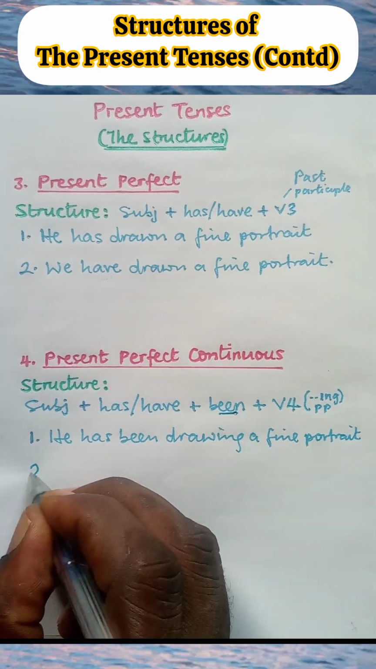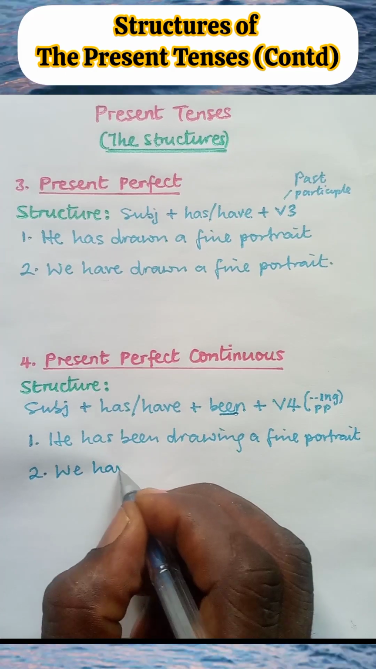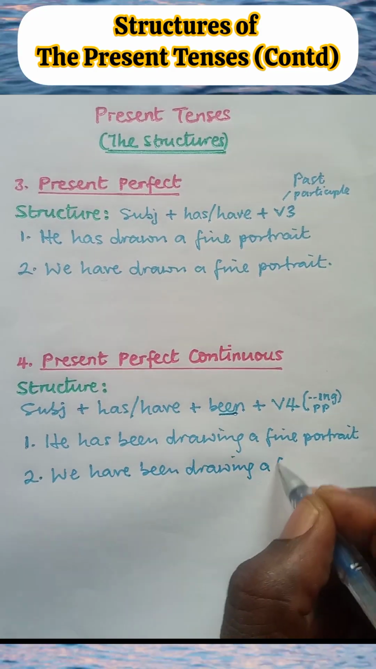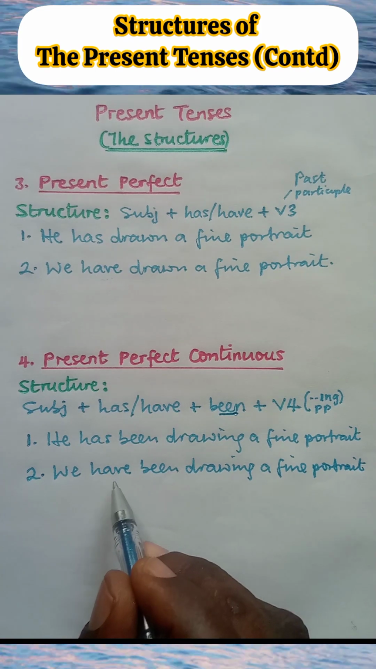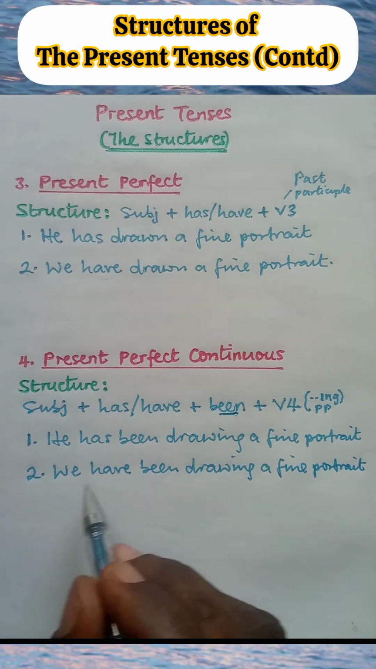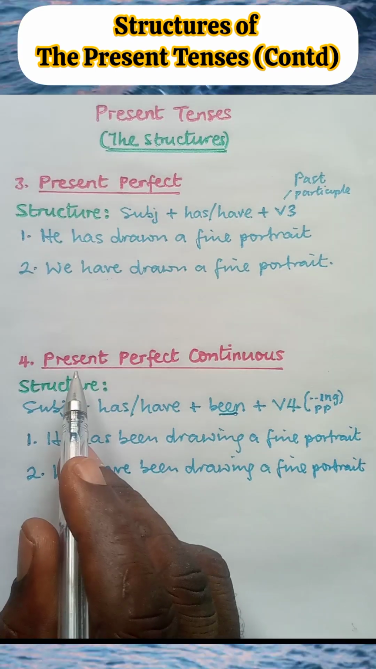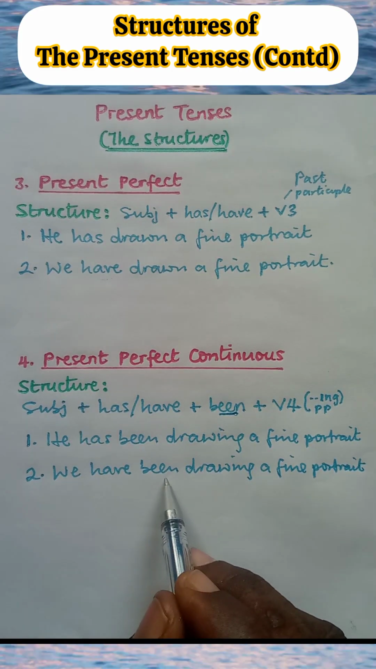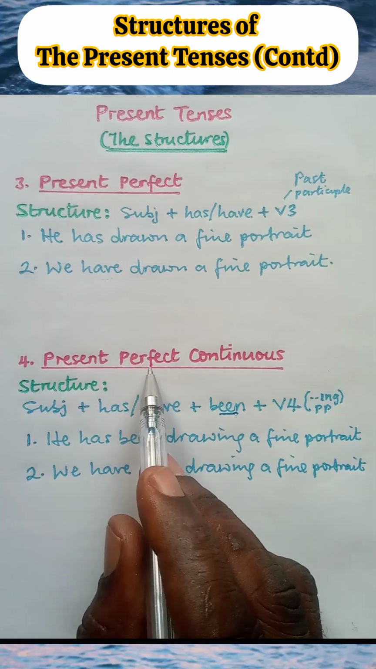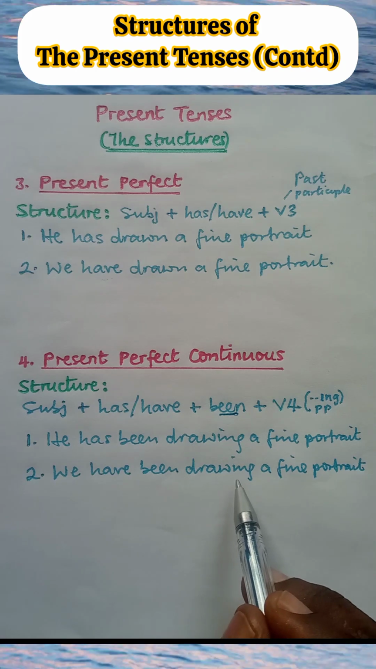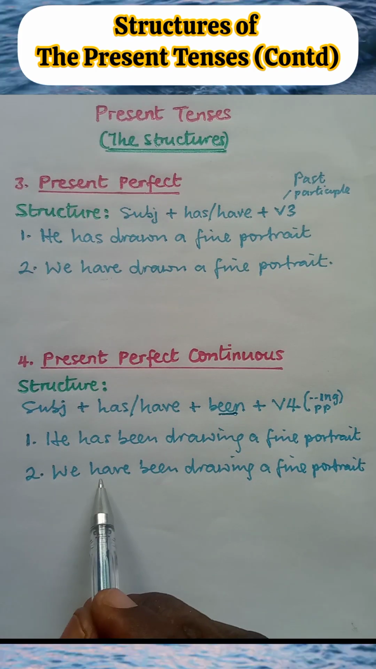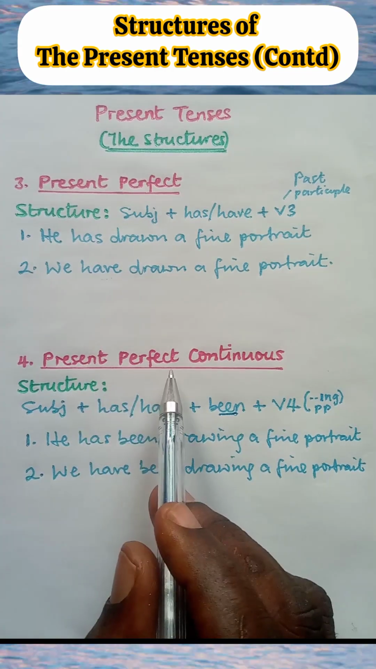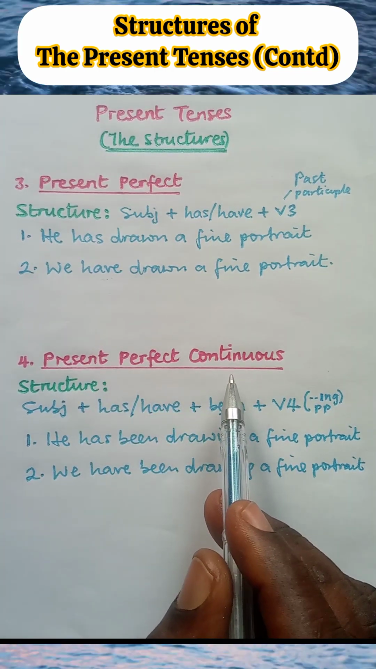Let's look at example 2. Here we have been drawing a fine portrait. Our subject here is we, which is plural. Have goes with the we. Have, being a present anomalous, represent present. Been represent perfect, and of course drawing represent the progressiveness of the action. So these 3 combined forms the present perfect continuous tense.